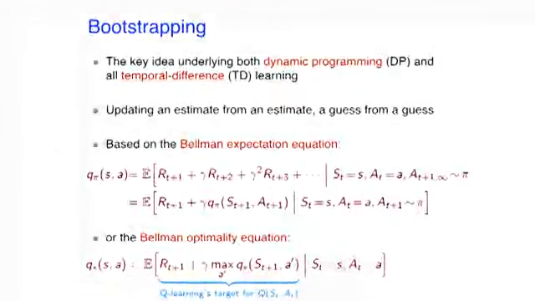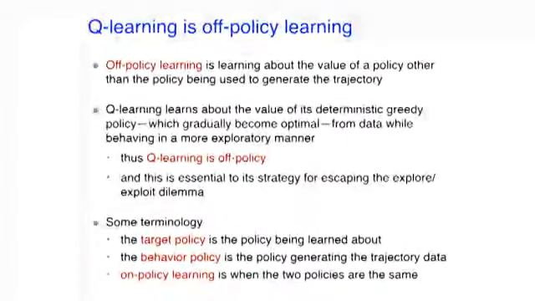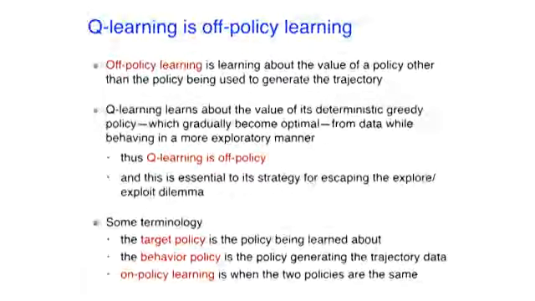Okay, some other remarks about Q-learning. As I said, it's off-policy learning. Off-policy learning, let me just tell you the definition again. It's learning about the value of a policy other than the policy being used to generate the trajectory. And this is what Q-learning does, because Q-learning is learning about the value of the deterministic greedy policy, which gradually becomes the optimal policy, from data while behaving in a more exploratory manner. It's off-policy learning, and that's essential to its strategy.